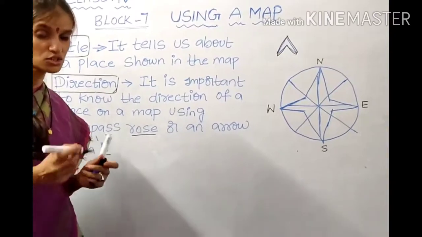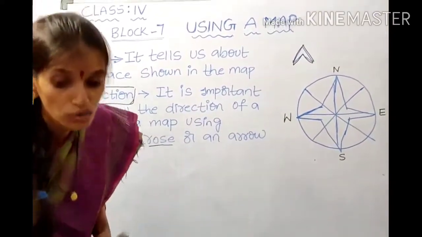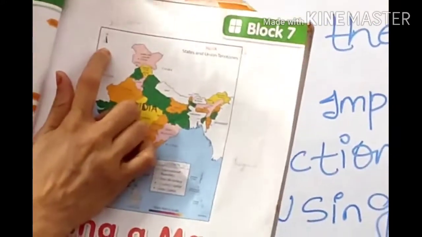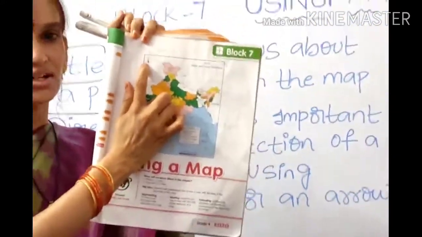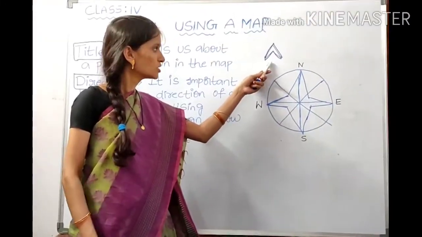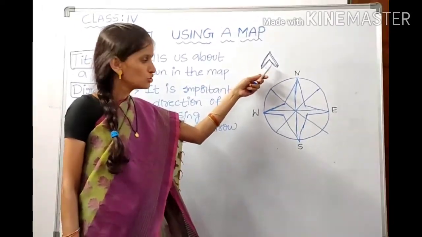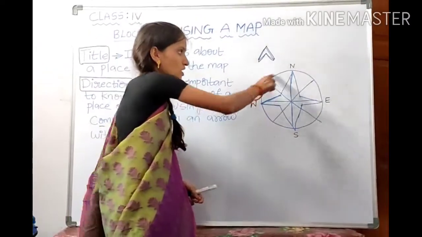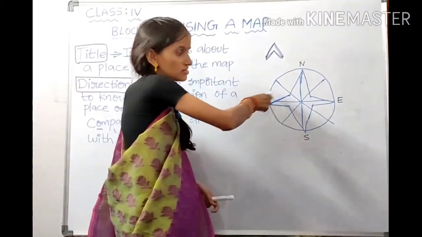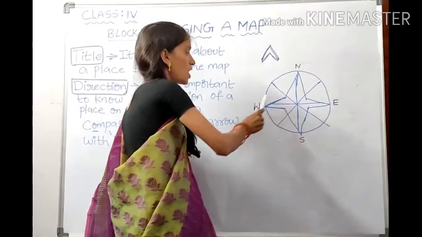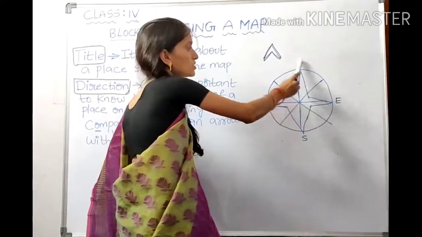If you see the textbook again, children, you will find a direction mark. Here, at the right side corner, you find a direction. I have drawn it on the board, which is showing the direction of north. There is also a compass rose, which is showing the directions. You all know the directions, children. This is the north side and the south side, east and west, and we have northeast here.